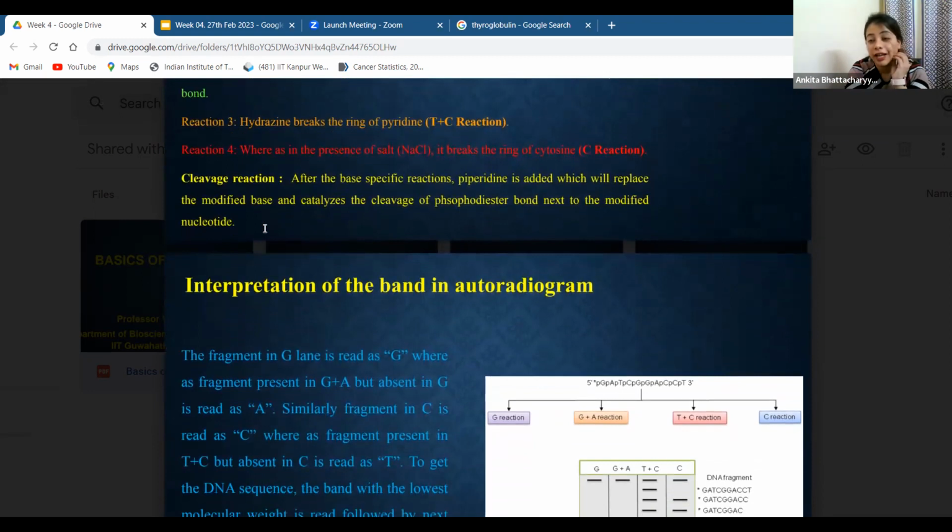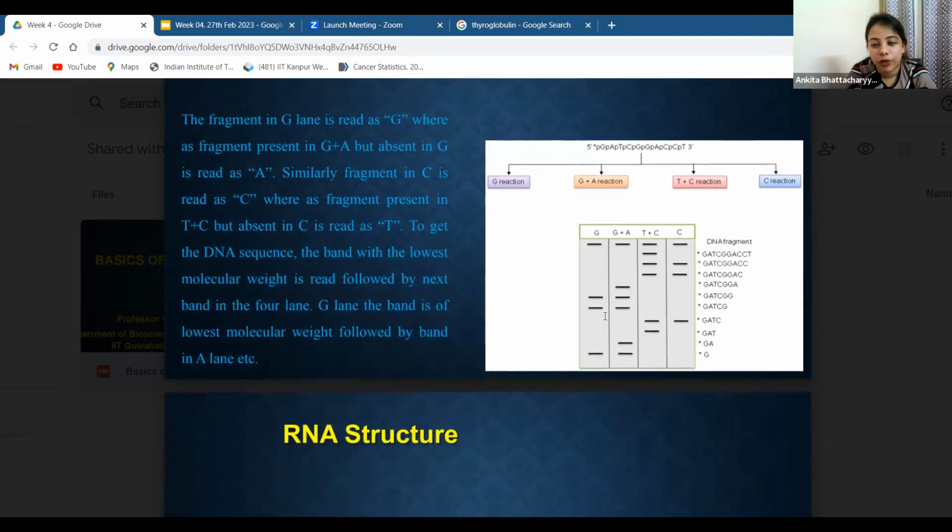So after you have carried out the individual reactions, we use piperidine, which will replace the modified base and, next to the modified base, generate a cut, and therefore the phosphoester bond would be cleaved. After you have done that and run it on a gel, you'll be able to deduce the sequence of the DNA, or of the region of the genome that you were originally interested in.